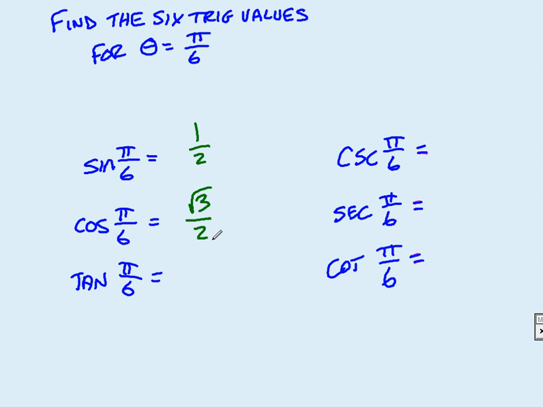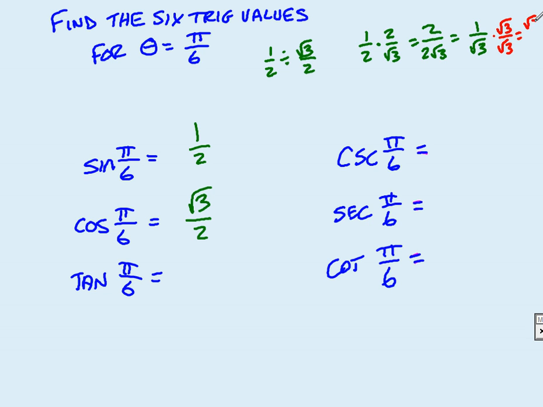Now, to find tangent, I need to divide these. I need to do 1/2 divided by root 3 over 2. How do I do that? I'll flip and multiply. That means flip the second one and multiply. So I'll get 2 over 2 square roots of 3, which is 1 over the square root of 3. Now, I don't like having the square root in the denominator, so I need to rationalize. Multiply by root 3 over root 3. Now that gives me an answer of the square root of 3 over 3.